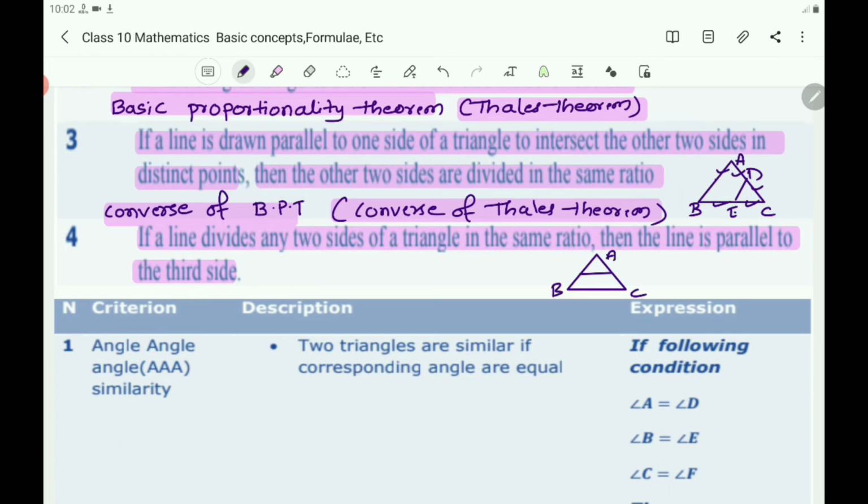ABC, consider DE. If the ratios are same, if AD by BD equals AE by EC, then DE is parallel to BC. Here this by this equals this by this will be given. Then what becomes? DE parallel to BC. That is the converse of the Thales theorem.